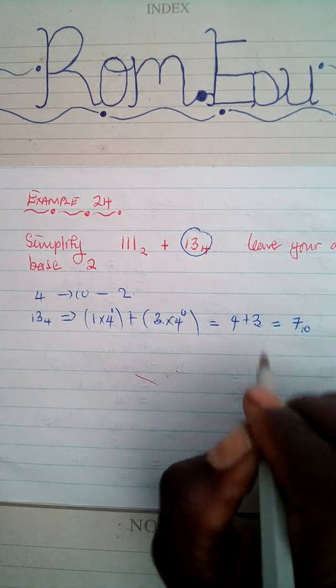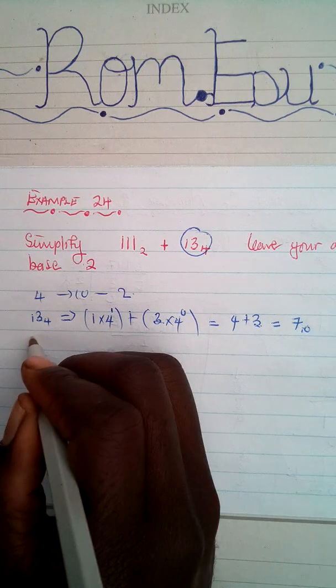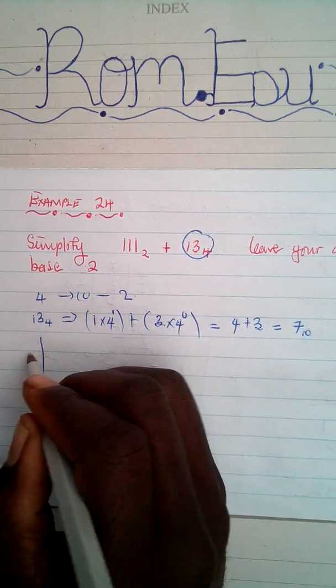Then I change this base 10 number now to base 2. So I write my table.